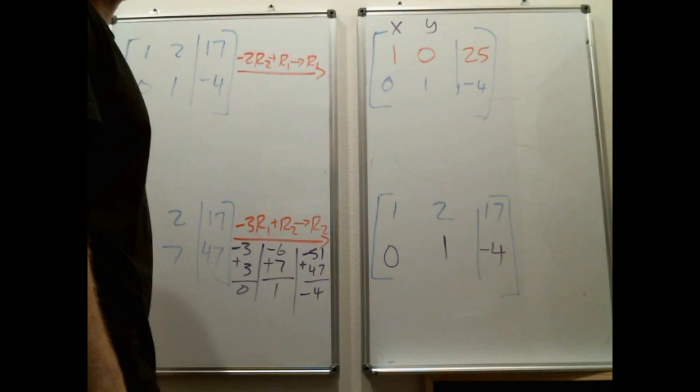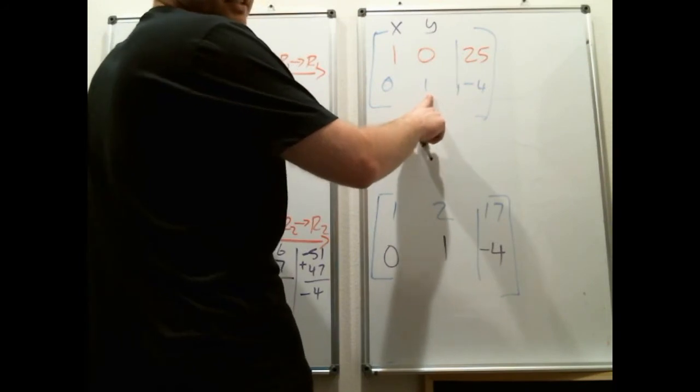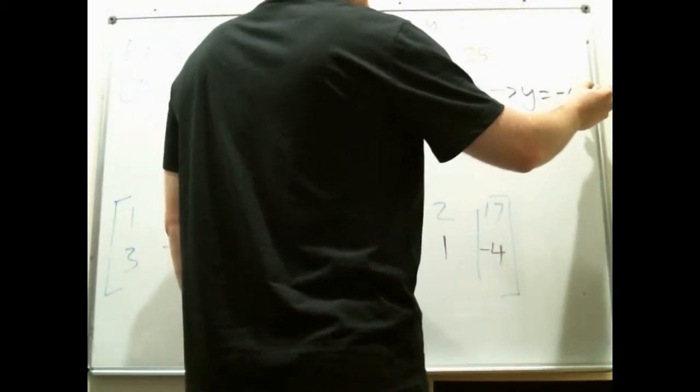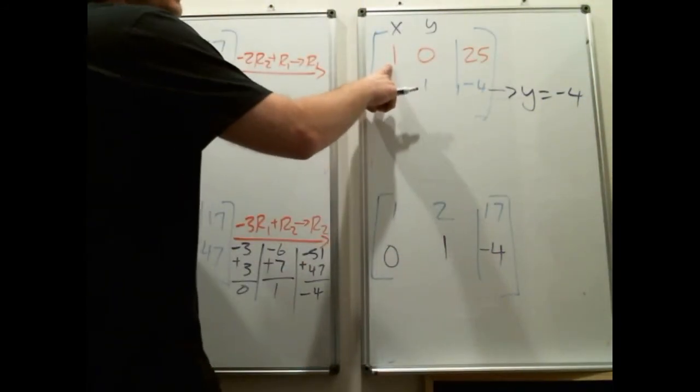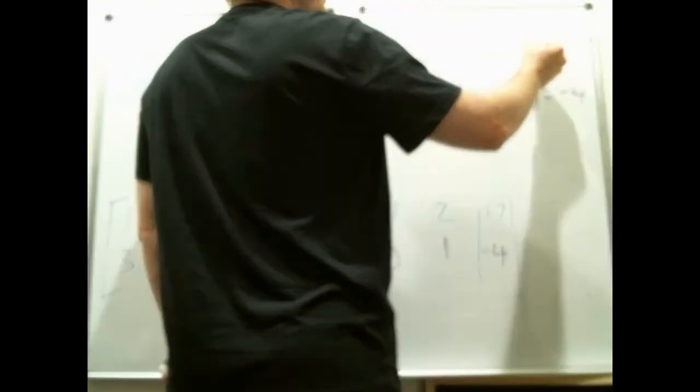I wouldn't say easier, but more likable, is it just pops out your answers for you. So start at the bottom like always. This is 0x, 1y is equal to negative 4. So that says y is equal to negative 4. Up here this says 1x plus 0y's is equal to 25. So x is equal.